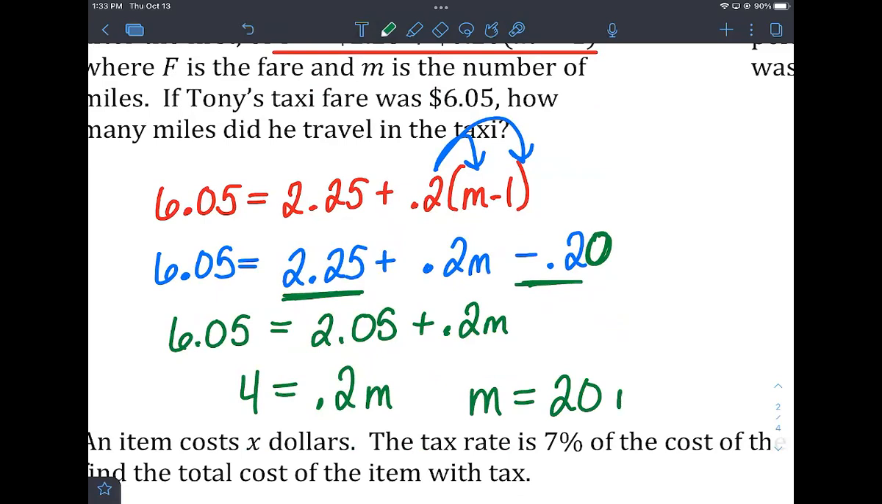Miles. Yeah, 20 miles. I'll tell you what, you're not gonna pay $6.05 for 20 miles anywhere, because they're gonna charge you way more than that. This must be a pretty old problem. 75%.